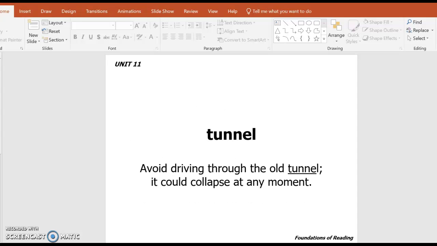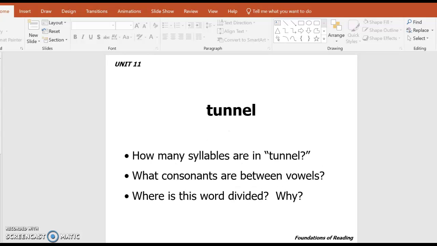Tunnel. Avoid driving through the old tunnel. It could collapse at any moment. So how many syllables are in tunnel? Tunnel. What consonants are between the vowels? N. And where is this word divided and why? And it is divided between the two N's because of the rule.